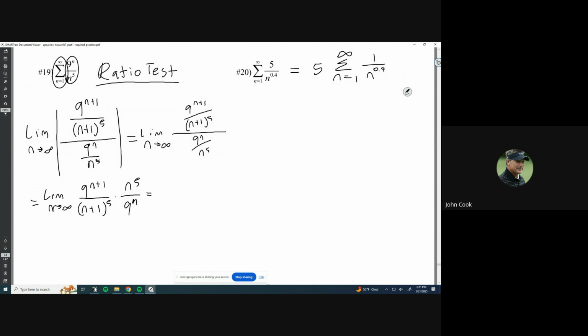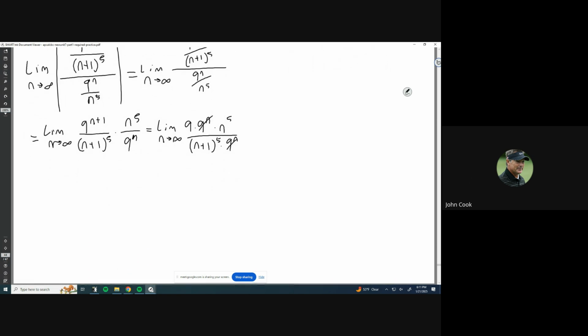So 9 to the n plus 1 is the same thing as saying 9 times 9 to the n. And then I get n plus 1 to the fifth times 9 to the n. And then the 9 to the n's will divide out. So then I get the limit as n goes to infinity of n to the fifth times 9 over n plus 1 to the fifth. All right, then how do I want to handle this one?